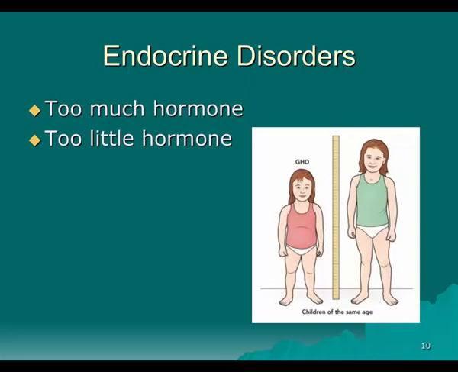Alright, the next several slides are going to discuss problems with the endocrine system, and essentially all endocrine problems are either you make too much of the hormone or you make too little. Generally, it's much easier for us to treat diseases where too little is made because we can just give you the hormone.